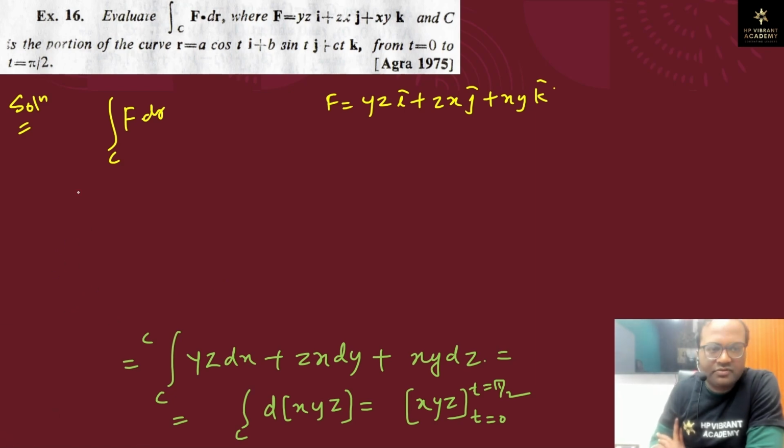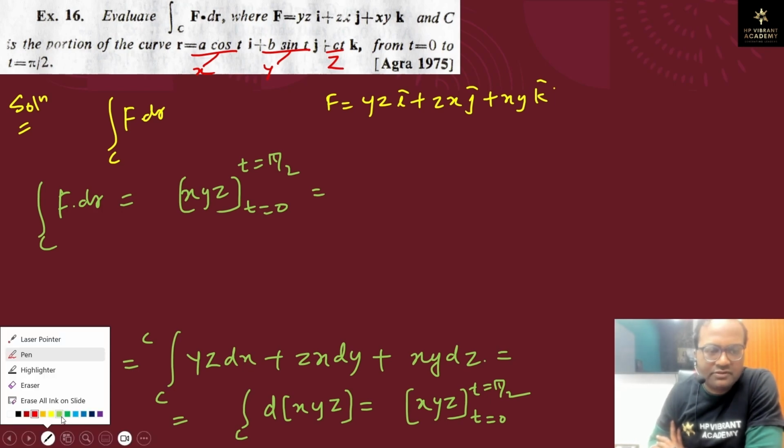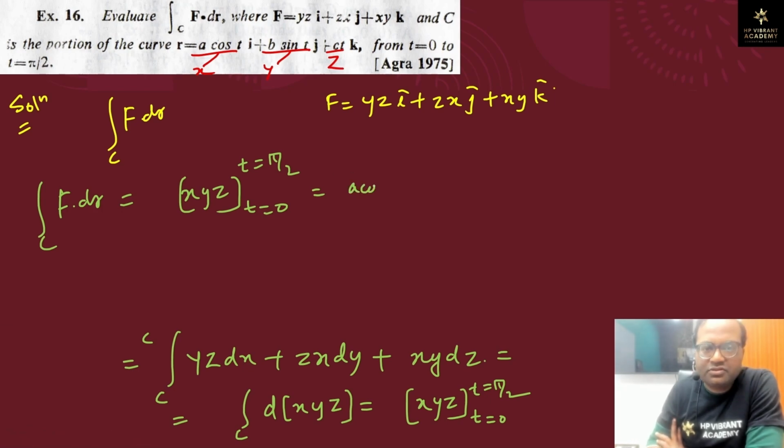Let us further simplify this. So we have the value of f dot dr along the curve C is equal to integral of x y z, with limits t is equal to pi by 2 to t is equal to 0. So let us place the value of x y z. This is our x, this is our y, and this is our z. Let us place the values. So we have a cos t, this is b sin t, and this is ct.